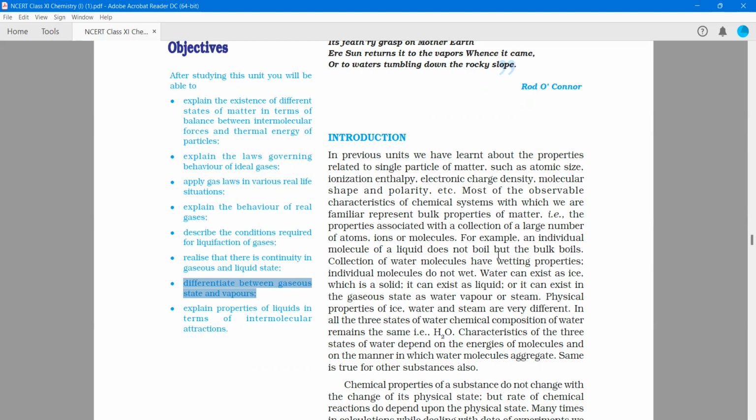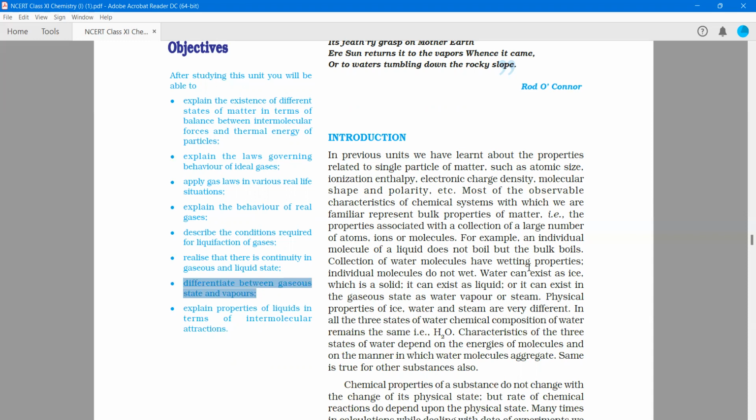For example, an individual molecule of liquid does not boil, but the bulk boils. So when you have water in the pan and you heat it to 100 degrees centigrade, what do you see basically? You see the whole water is boiling. So it is the bulk. It is not that a single molecule of the water in the pan will boil. No, it is a bulk property. So, boiling is a bulk property.